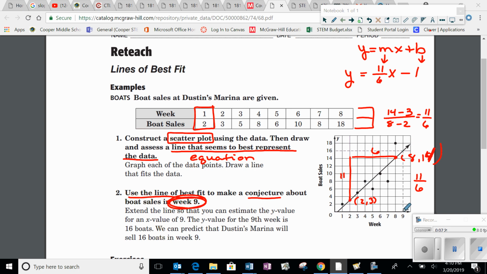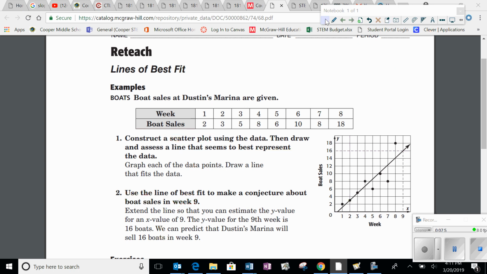Okay, so I'm going to go to the 9 weeks and see where 9 weeks crosses the line, and it's about 16. So my prediction is that at 9 weeks, we're going to sell about 16 boats. That is the prediction based on this line.